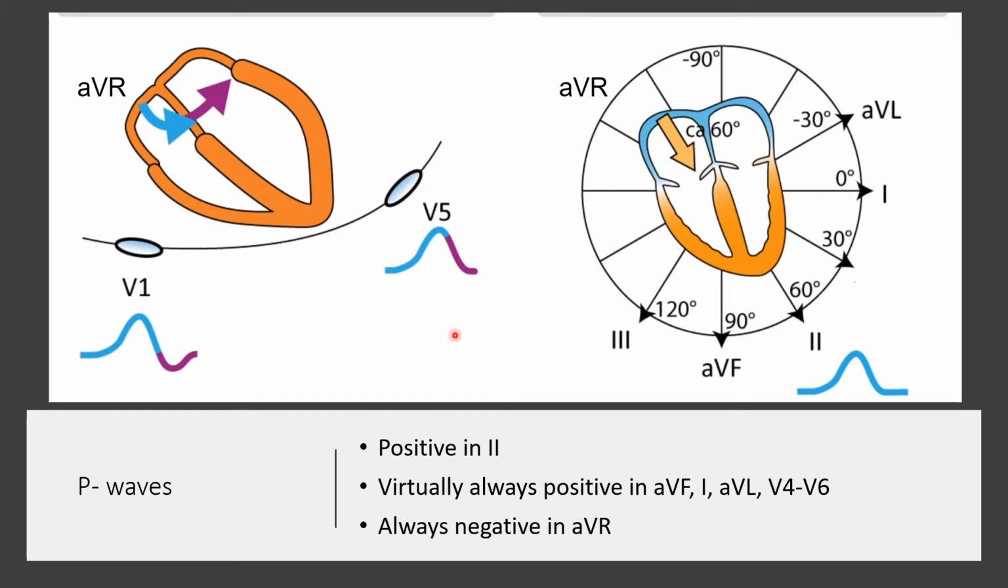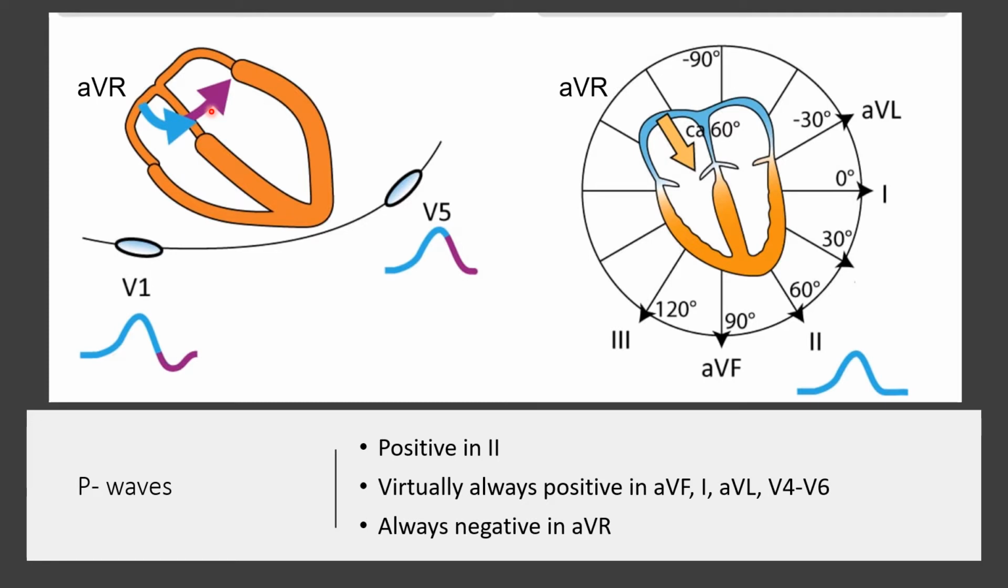Now coming to P waves. P waves represent both right atrial and left atrial depolarization, so the right atrium and the left atrium. But most of the leads cannot discriminate between the two atrial depolarizations. They see one P wave and that's it.